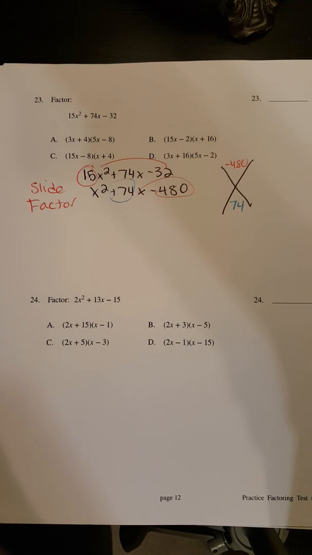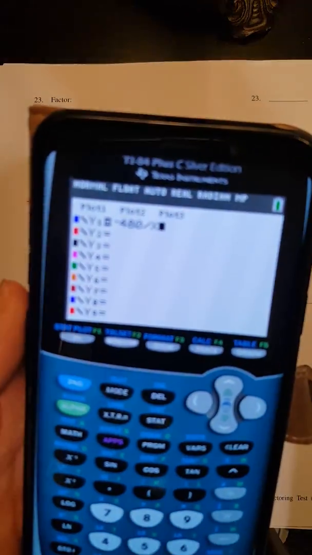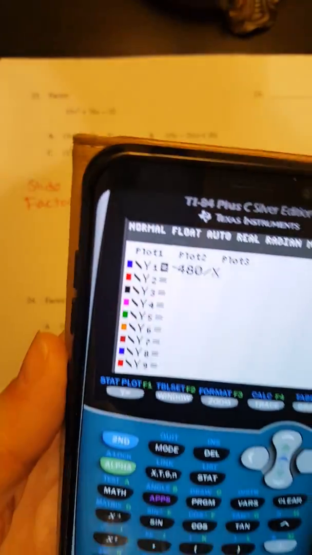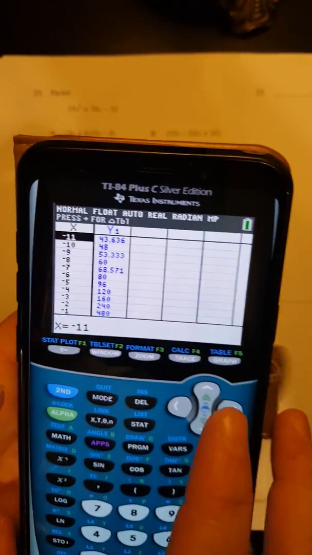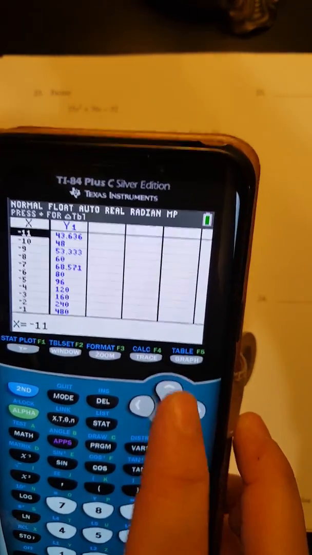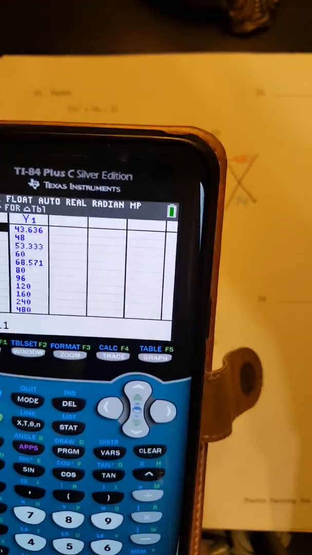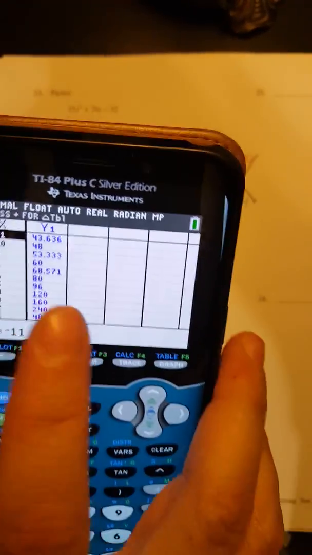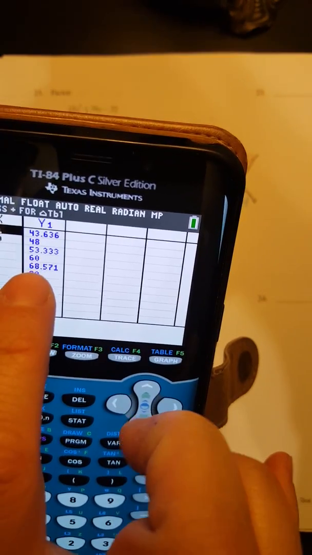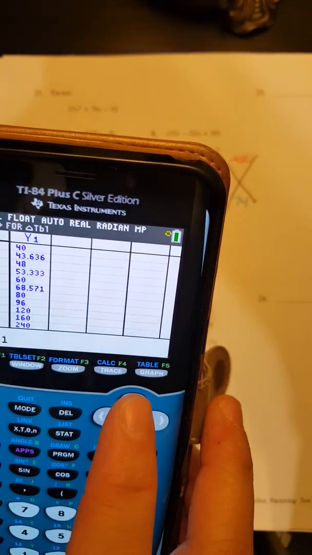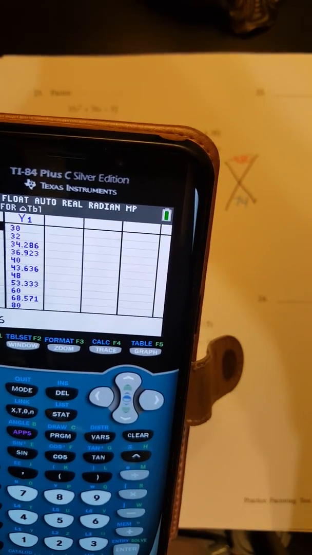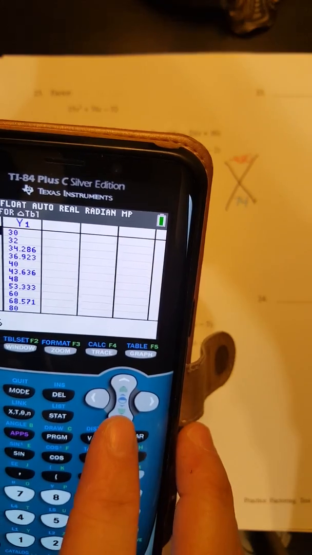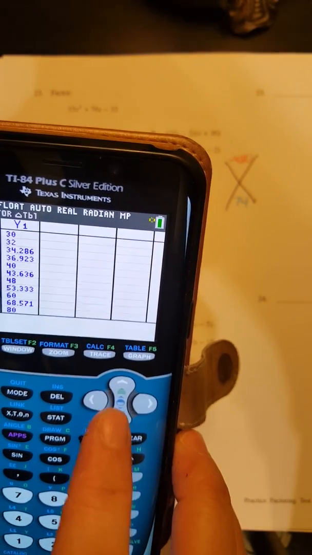So I'm going to go y equals and type in negative 480 divided by x. And again, I'm looking for two numbers that add to give me a positive 74. So alpha y equals here. Okay, so I know I am going to have some negatives. Since they add to give us 74, let's see. Negative 8 and 60 gives me 52, so that doesn't work. Negative 16 and 30. Okay, maybe we need to go the other way with this.